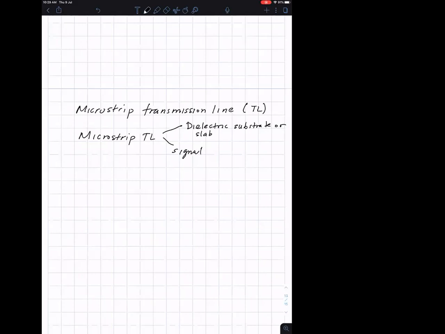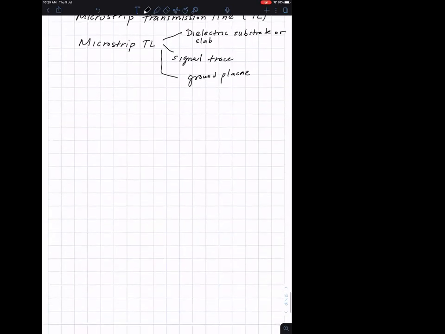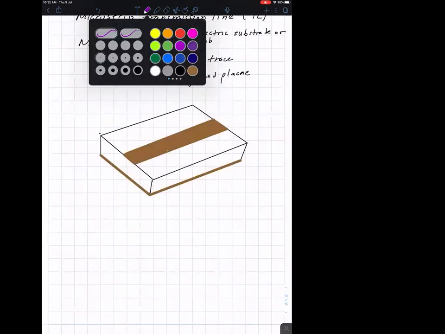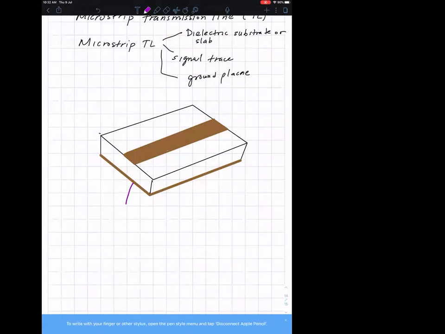We will draw this in a second. I'm just writing this down. Then the most important component: you will have a ground plane. Generally, let me try to do a 3D drawing here. So this is a ground plane.